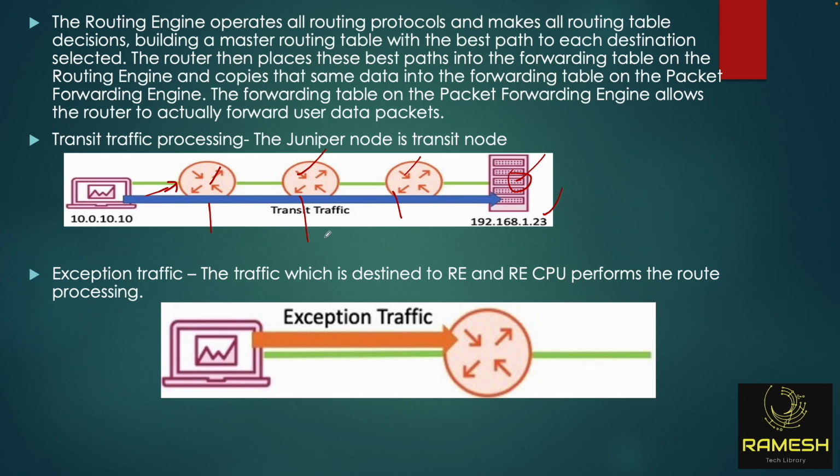If the traffic belongs to me, and if it is destined to the routing engine, the routing engine should process it. The main routing table is located in the routing engine, and it will process it and respond accordingly. That is called exception traffic. Okay guys, you will get one Juniper certification question here. If the traffic is pointing to the routing engine, that is called exception traffic. If the traffic is pointing to the PFE, that is called transit traffic.